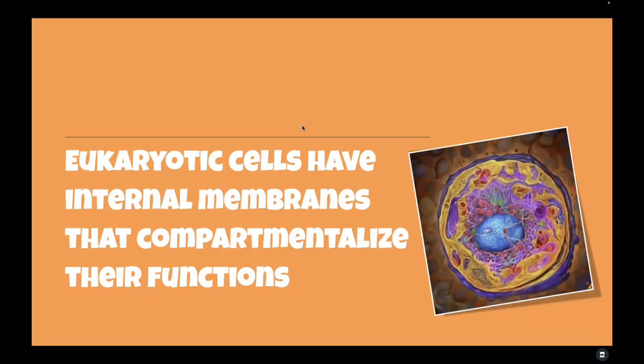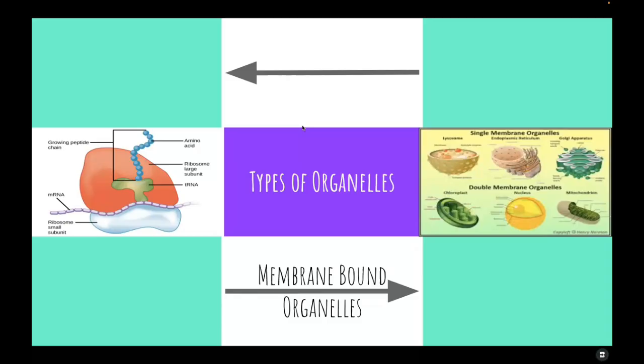And so this brings us to compartmentalization. Eukaryotic cells have internal membranes that compartmentalize their functions. What this means is that, basically, like in a house, you have different rooms. Your bedroom is for you to sleep, your kitchen is for you to cook things. And so the cell has different rooms that specialize and have specific jobs. Eukaryotic cells are like this.